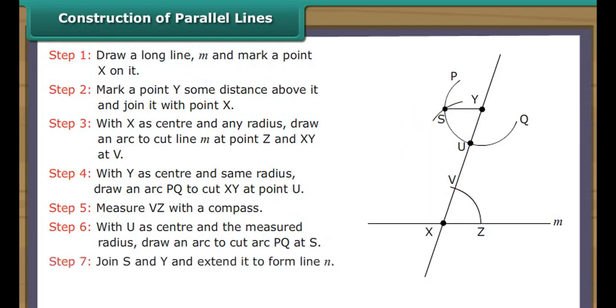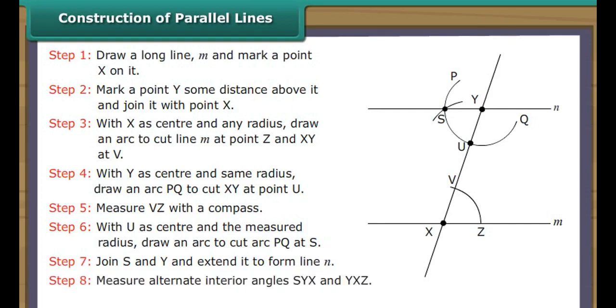Join S and Y and extend it to form line N. Measure alternate interior angles SYX and YXZ. Angle SYX is equal to angle YXZ. Therefore, N is parallel to M.